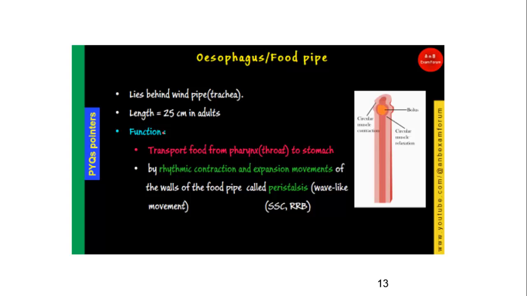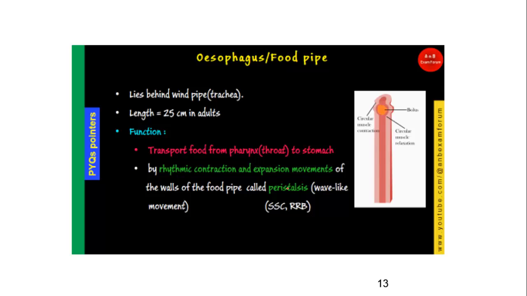So we have seen the esophagus, or food pipe. The bolus is the crushed food which you are taking inside the esophagus. It is going to expand here and it is going to contract as it goes downward. This rhythmic contraction and expansion is called peristalsis.